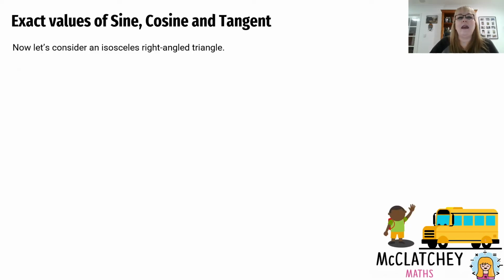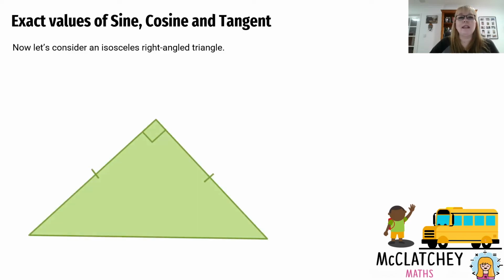Okay, let's look now at the 45-degree angle and see if we can derive those. We're going to consider an isosceles right angle triangle this time. That means we've got a right angle and both of our small sides are equal in size. So we're going to give those each a unit of 1. So that's an easy thing to remember there. Both of those are 1.